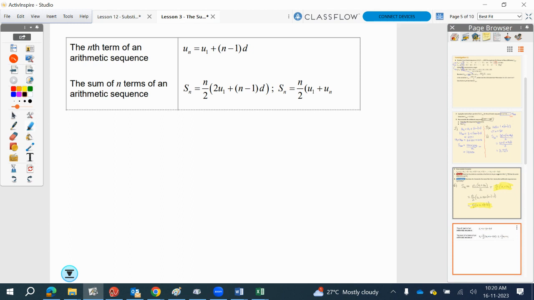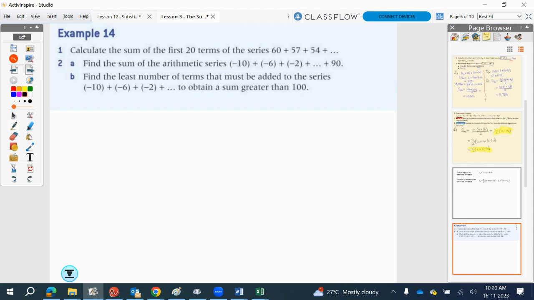So these are our two formulas for the sum of an arithmetic sequence. Let's have a go at using them now. Have a go at this practice question.